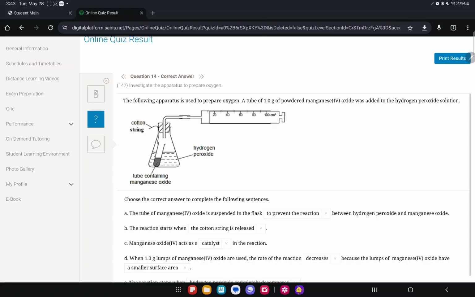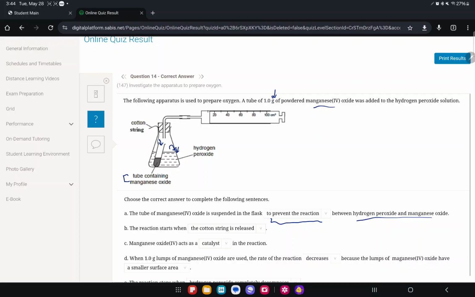Okay, the following apparatus is used to prepare oxygen. A tube of 1 gram of powdered manganese oxide was added to the hydrogen peroxide solution. It's a tube containing manganese oxide, and in this is a solution of hydrogen peroxide. The tube of manganese oxide is suspended in the flask. Why is it in the flask and not mixed with hydrogen peroxide? Because they want to prevent the reaction between hydrogen peroxide and manganese oxide.